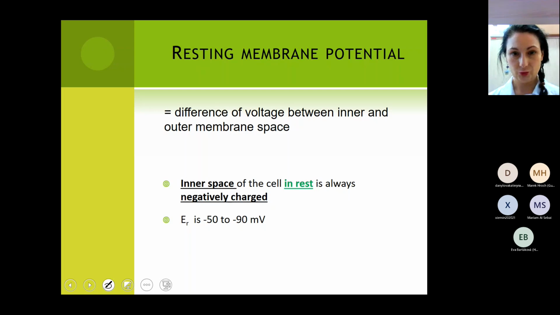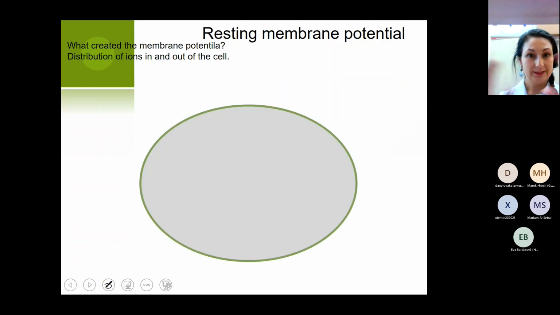So how is it created? That's the crucial point. Just imagine a cell. This green line is the plasma membrane, gray is inside the cell, white is outside the cell. So extracellular space is white, intracellular space is gray in this case. How does the separation of charges on the two sides of the plasma membrane occur? We have 4 players which give us the opportunity to separate the charges on both sides of the plasma membrane. Do you have any idea which 4 players they are?